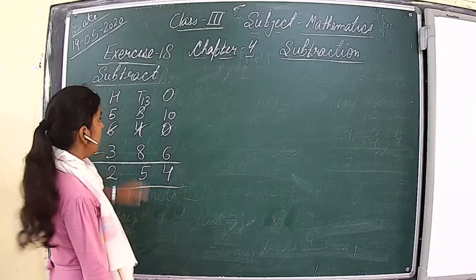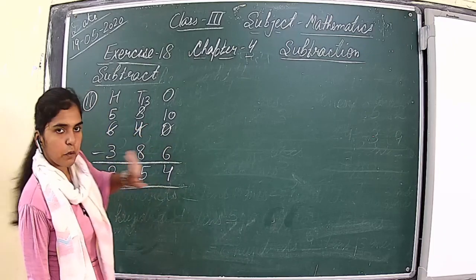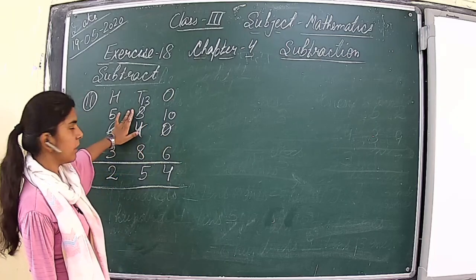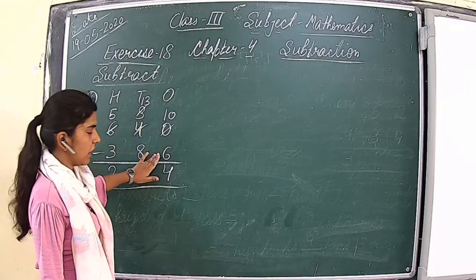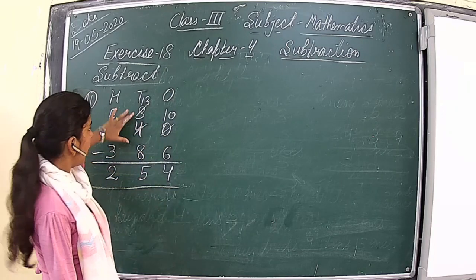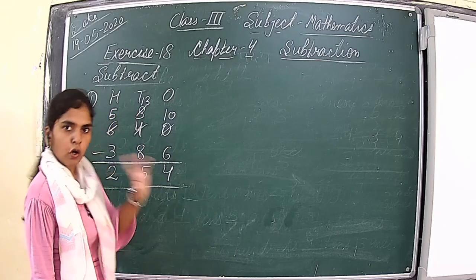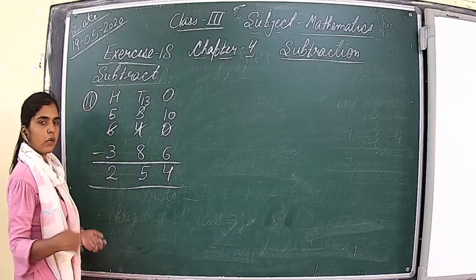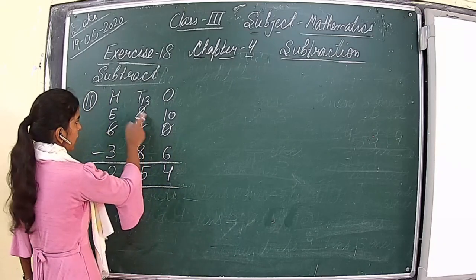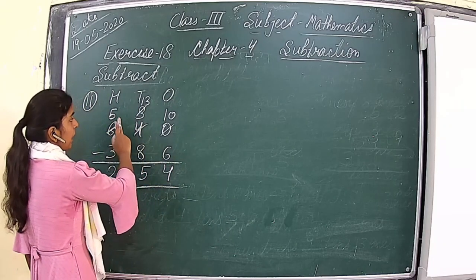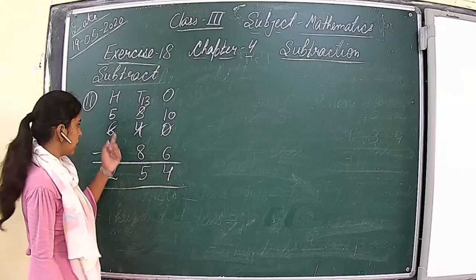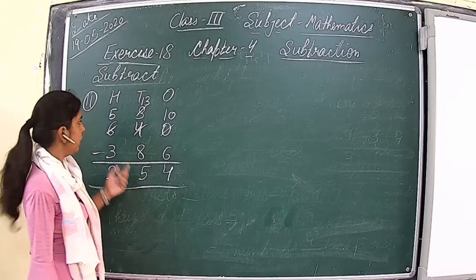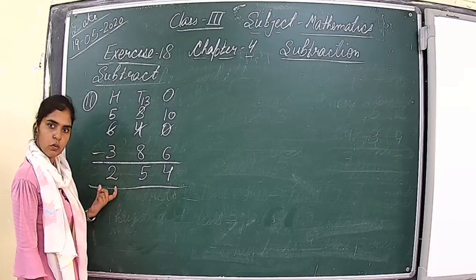See once again. 0 minus 6 is not possible, so we will take one borrow. So it will become 10 and 4 will become 3. 10 minus 6 is equal to 4. Now as you can see, 3 minus 8 is not possible, we cannot subtract it like that. It means we need to take one borrow. So this 3 will take a borrow from 6. So 3 will become 13 and this 6 will become 5. 13 minus 8 is equal to 5 and this 5 minus 3 is equal to 2.